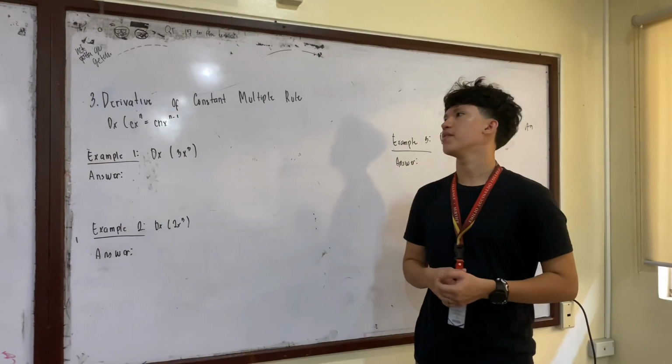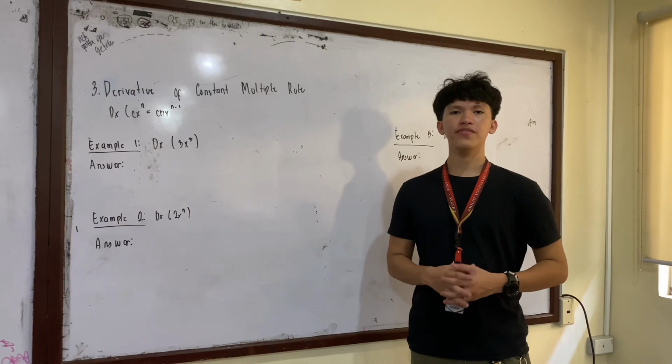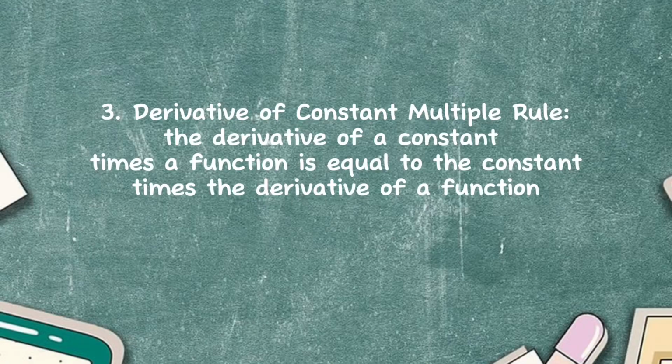For the third theorem, the derivative of a constant multiple rule. May I call Mary France for solving the equation? Derivative of constant multiple rule. The derivative of a constant times a function is equal to the constant times the derivative of the function.